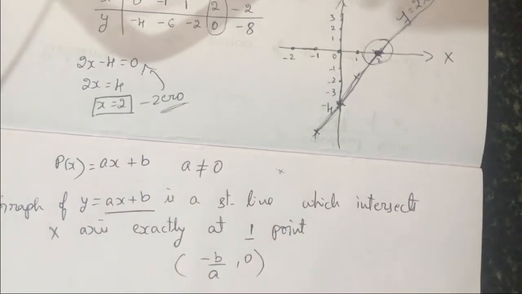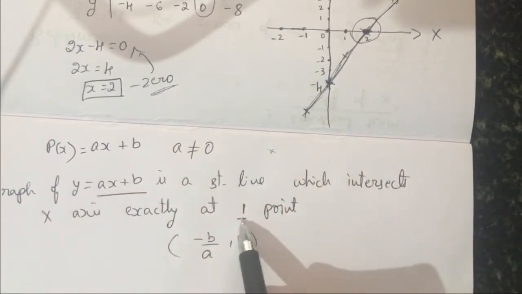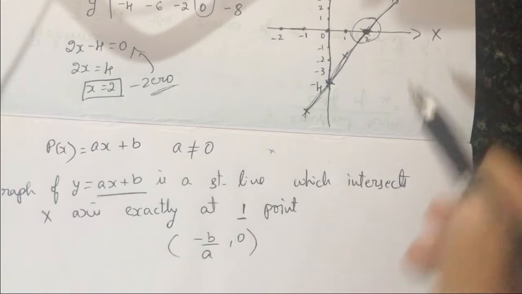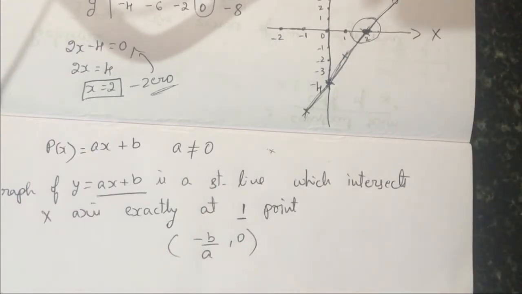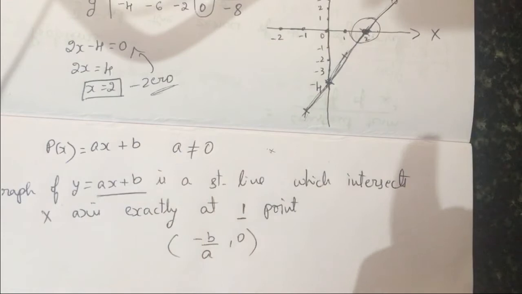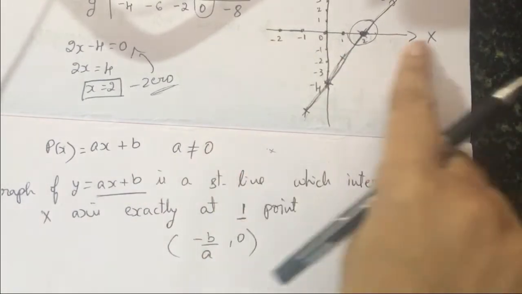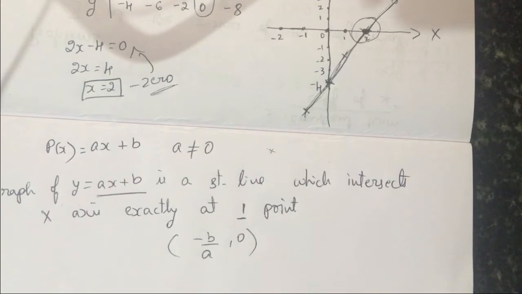A linear polynomial has got degree 1, therefore you are getting only 1 point where the value of the polynomial is becoming 0. So the graph of y equal to ax plus b is a straight line which intersects exactly at one point on the x-axis. So zeros of a linear polynomial is only 1. Now we'll go for quadratic polynomial.